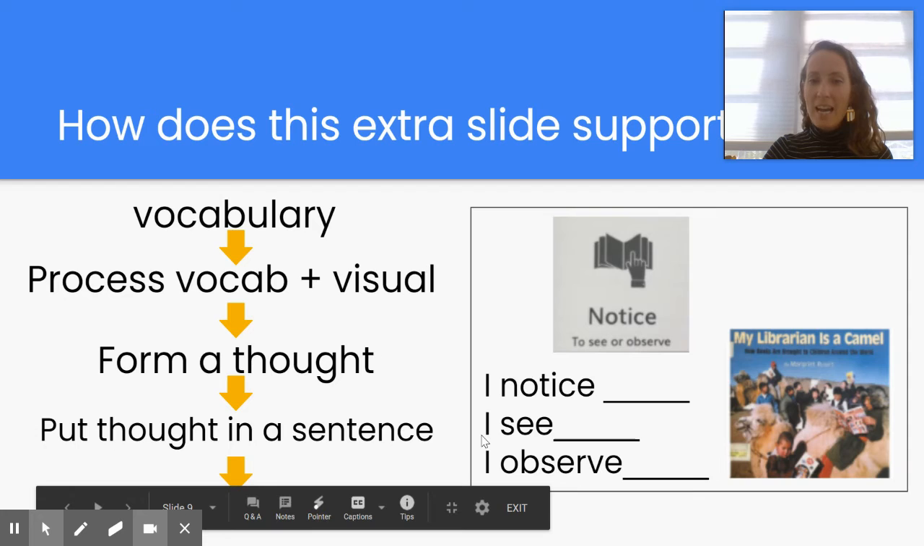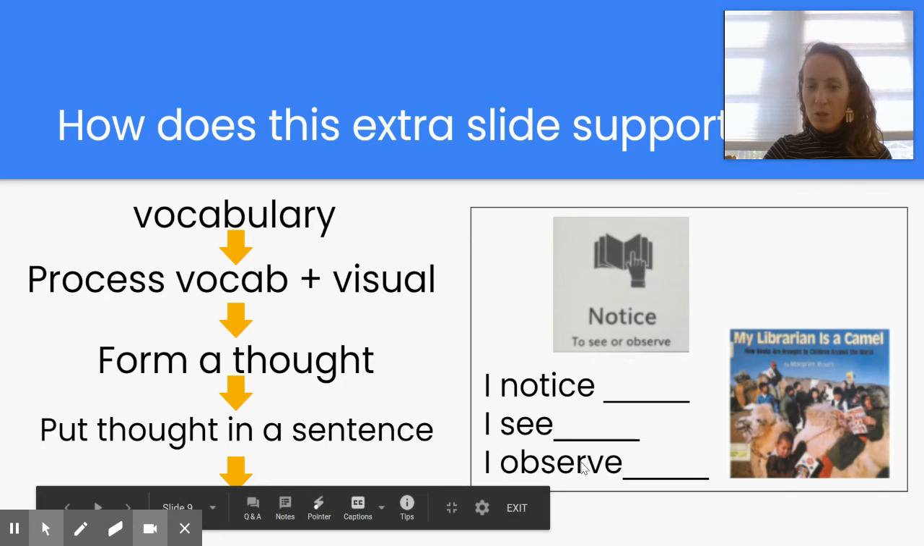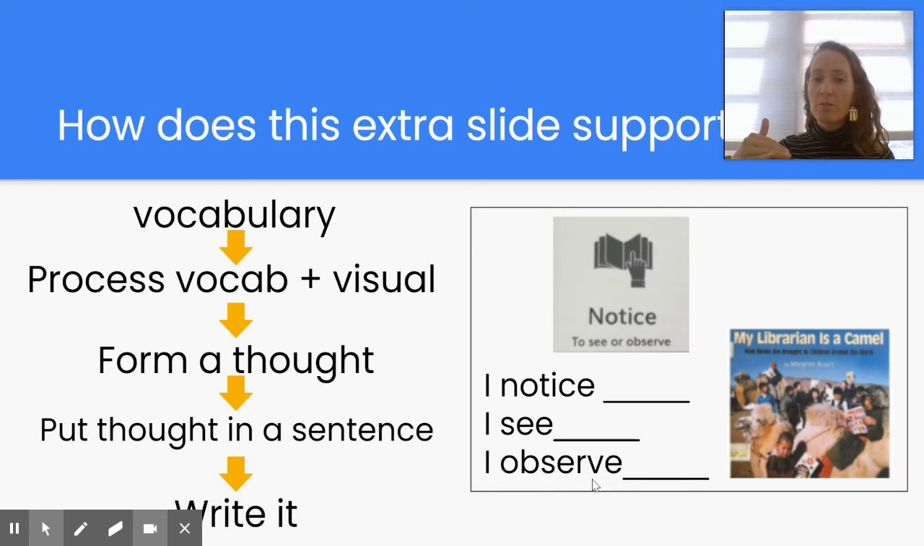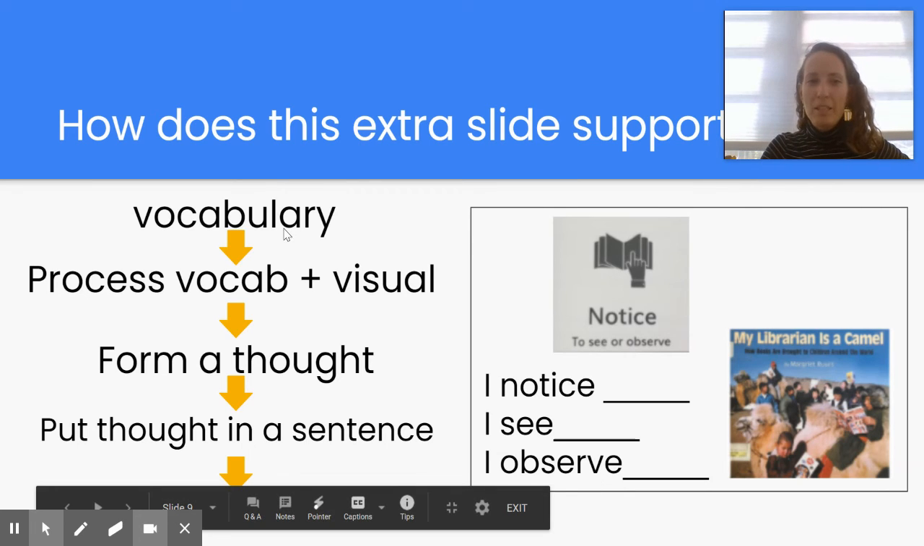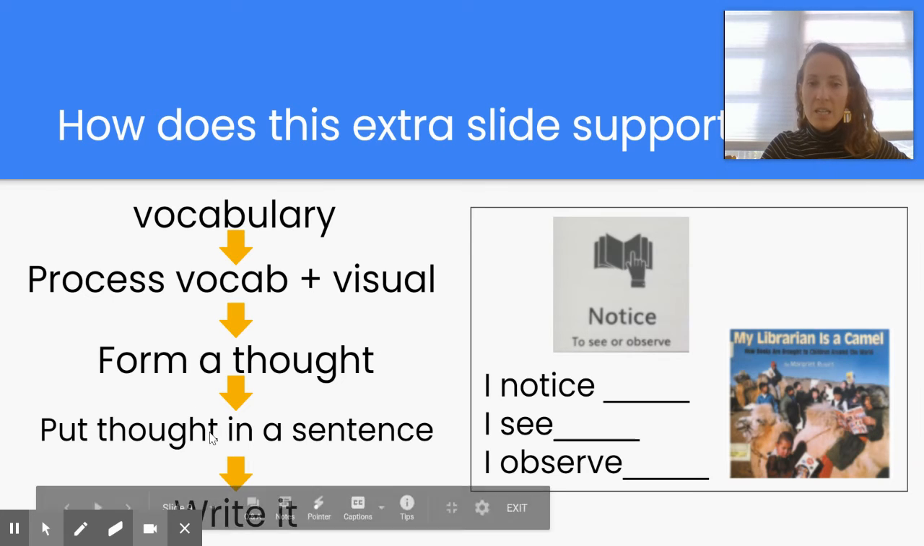The most basic, I have I see, which is used here. I have I notice, which is the main word that they're going to be hearing, and I observe, which is used here. So I'm keeping all the language consistent, but it's on varying levels of rigor so that students can find their own access point to understand, oh, that's what that vocabulary means. That's what I'm going to process now. And the sentence stem actually helps me start that thought in my brain and put it in a sentence.